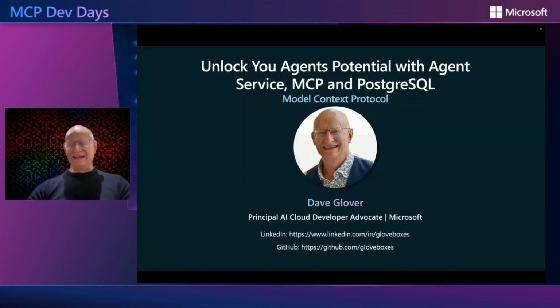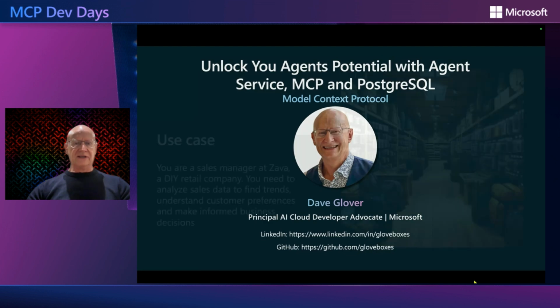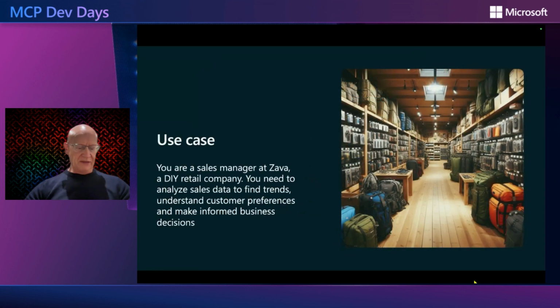This session is, I think, probably the last session in the series for the MCP days. It's going to be talking about unlocking the potential of agents using something called the Azure AI Agent Service, MCPs, which hopefully you've learned lots about, and we're going to be using Postgres as a backend database. As I said, my name's Dave Glover, and you can see my LinkedIn and GitHub accounts there. I will have a link at the end to the resources for this session as well, so the source code and documentation for you to play around with.